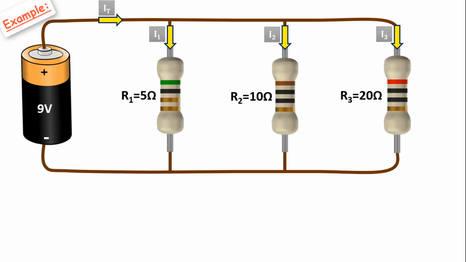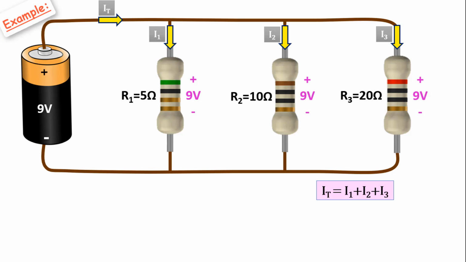Now let's try to find the mains current, that is, the total current in this example. According to Kirchhoff's current law, we know that IT equals I1 plus I2 plus I3. Then, if we find the current flowing through each resistor, we can find the mains current from their sum. Since the resistors are in parallel here, we know that the voltage across each resistor is equal to the source voltage. Since the source voltage is 9 volts, the voltage across all resistors will also be 9 volts.